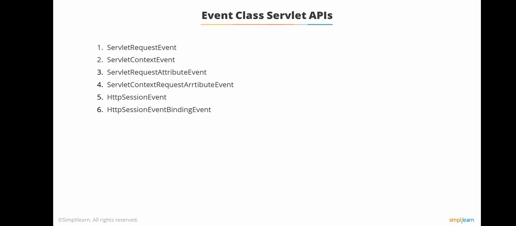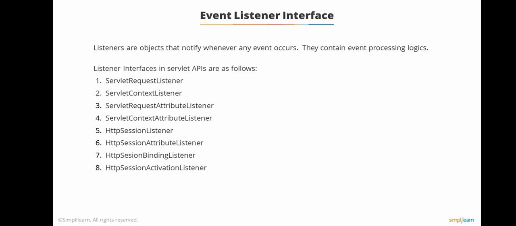The event class in the Servlet API consists of the following set of classes and interfaces. So we have the ServletRequestEvent, the ServletContextEvent, the ServletRequestAttributeEvent, and so forth. Listeners are objects that notify whenever any event occurs. They contain event processing logic. The listener interfaces in the Servlet API are as follows: ServletRequestListener, ServletContextListener, ServletRequestAttributeListener, ServletContextAttributeListener, HttpSessionListener, HttpSessionAttributeListener, HttpSessionBindingListener.